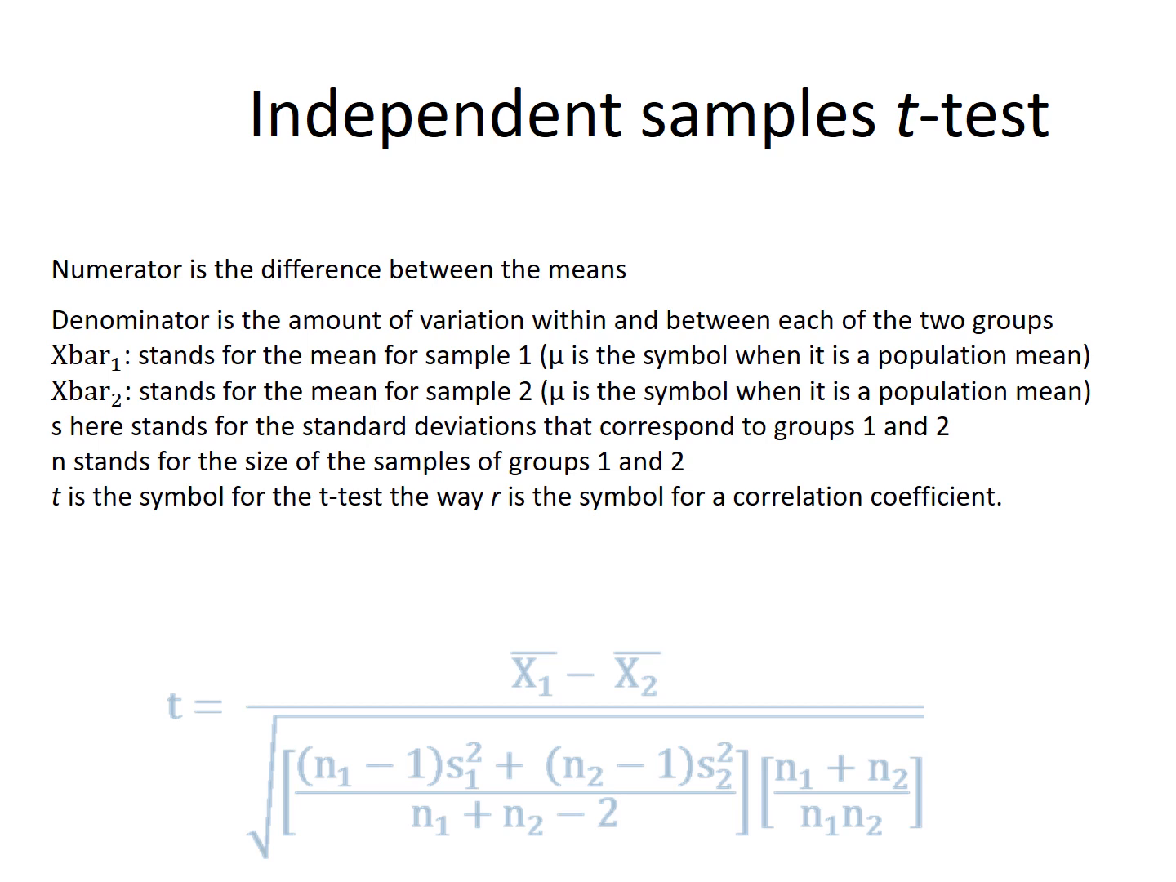Now notice here we have a piece that says n sub 1 plus n sub 2 minus 2. This is the degrees of freedom calculation for an independent samples t-test. The degrees of freedom for an independent samples t-test are calculated as the total sample size minus 2. This is the same thing as saying group 1 minus 1 plus group 2 minus 1.